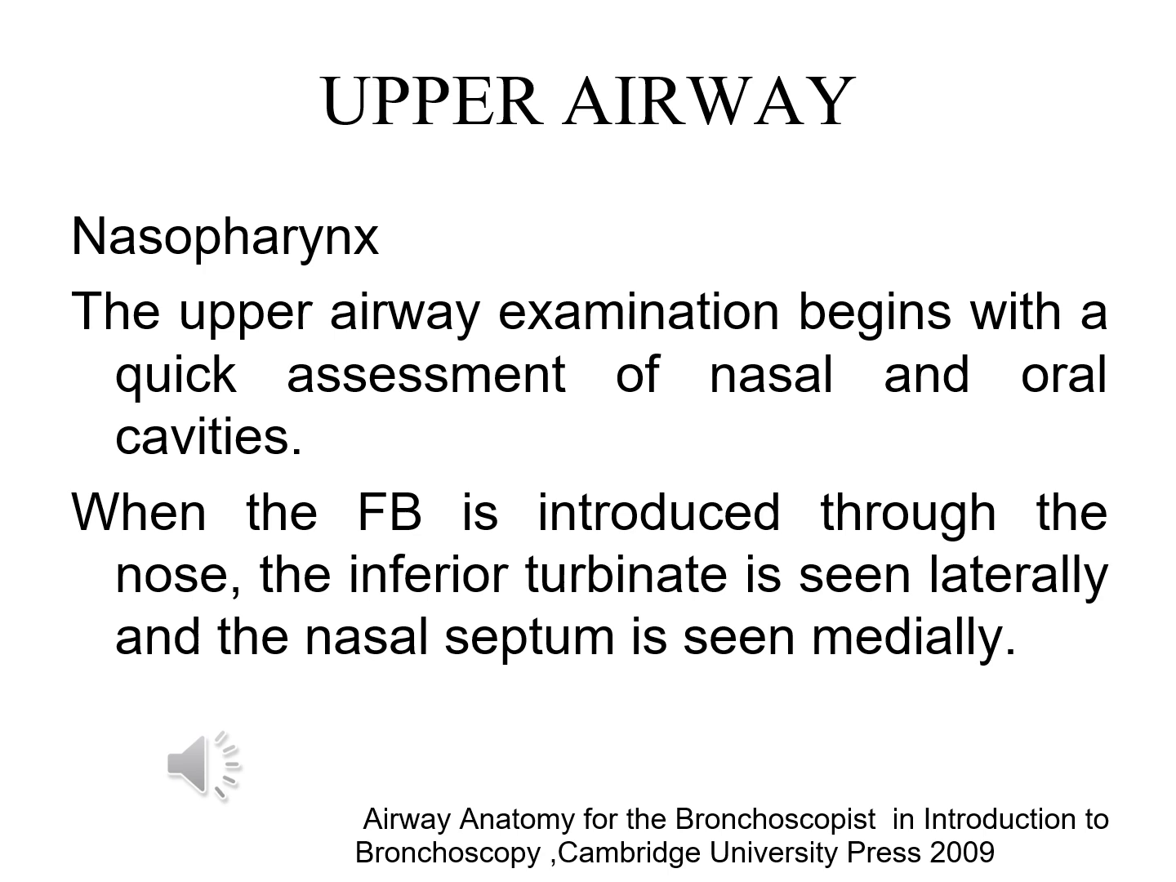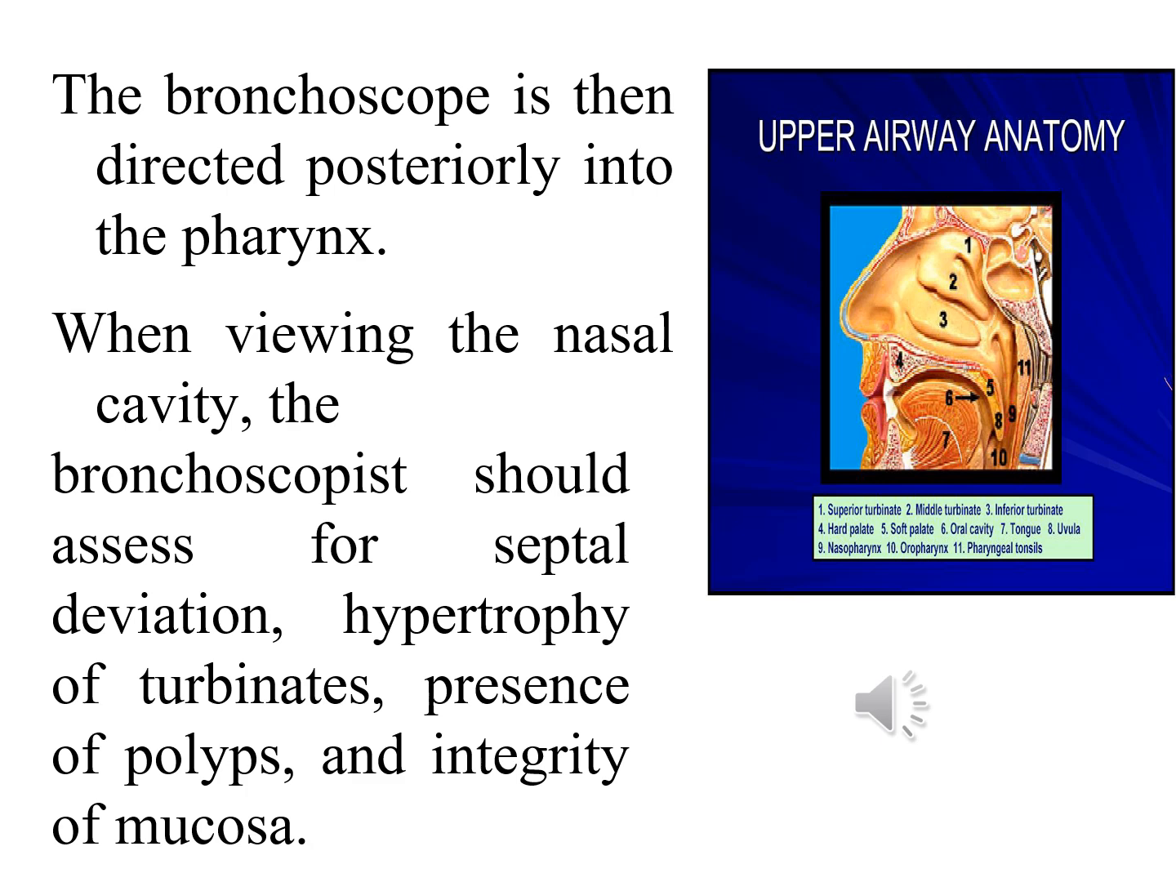Upper airway, nasopharynx. Examination begins with a quick inspection of nasal and oral cavities. When the bronchoscope is introduced through the nose, the inferior turbinate is seen laterally, and the nasal septum medially. The operator assesses for septal deviation, turbinate hypertrophy, polyps, and mucosal integrity. The bronchoscope is then directed posteriorly into the pharynx.